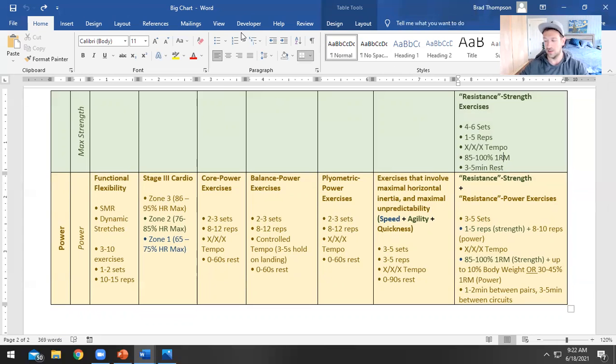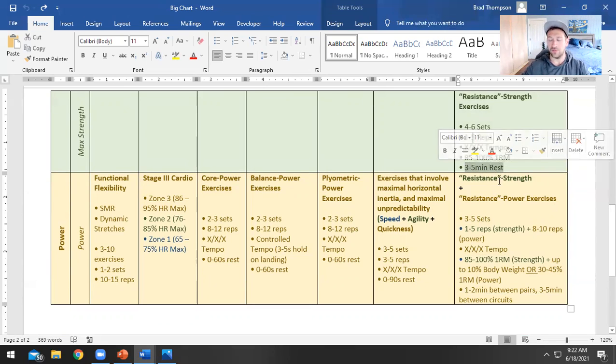You need to make sure that you can absolutely work as hard as you can every single set. The best way to do that is to take plenty of rest in between. So 3 to 5 minutes of rest for that 1 to 5 repetitions.